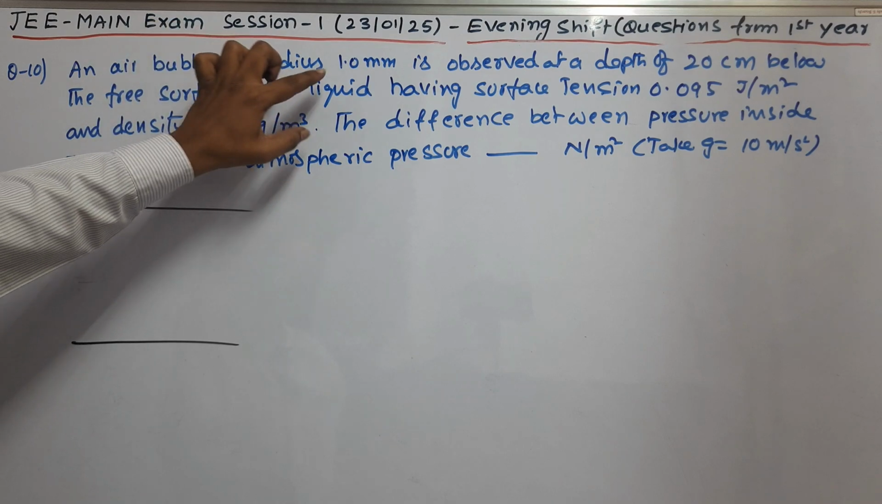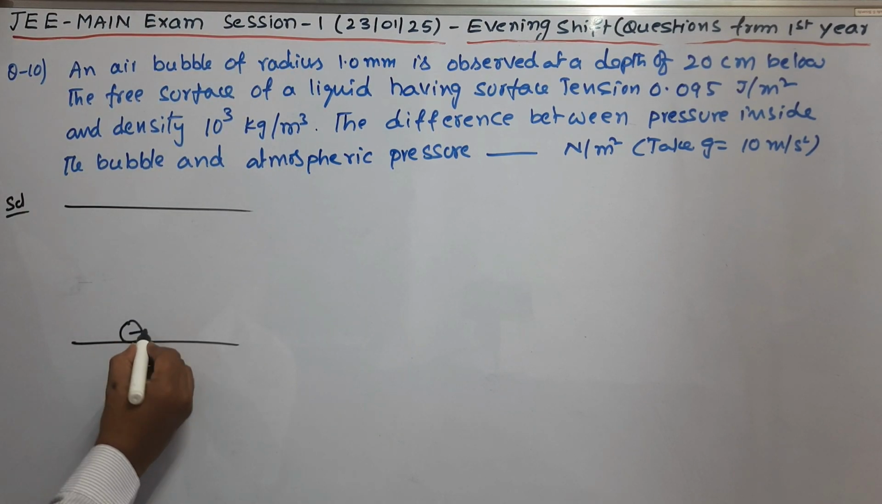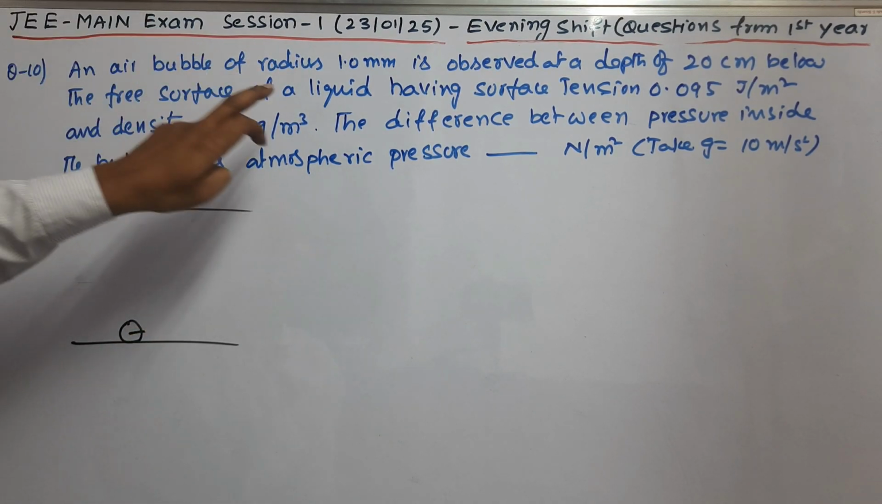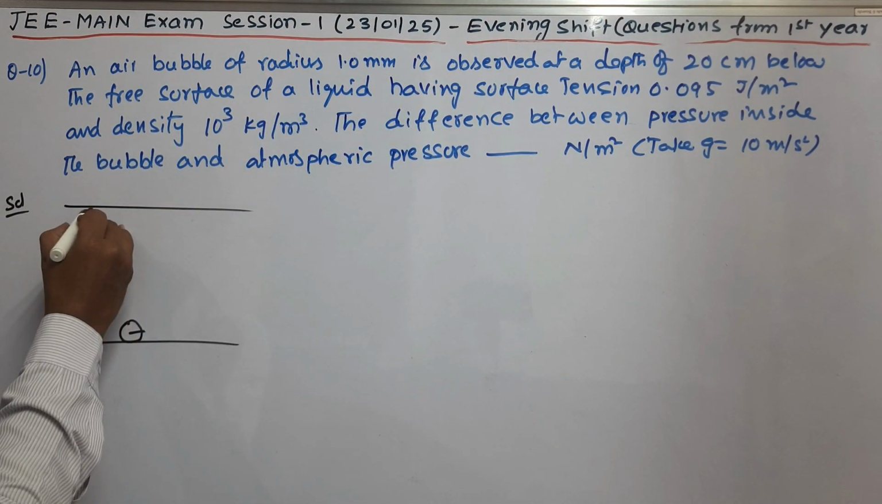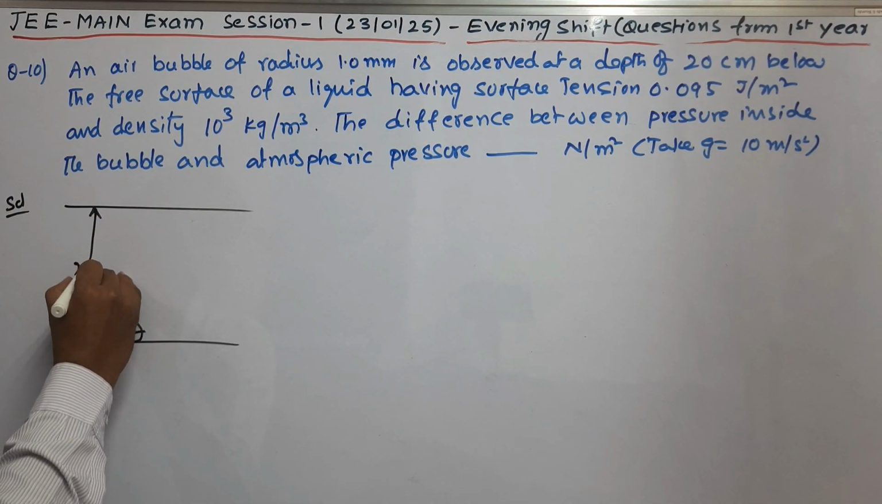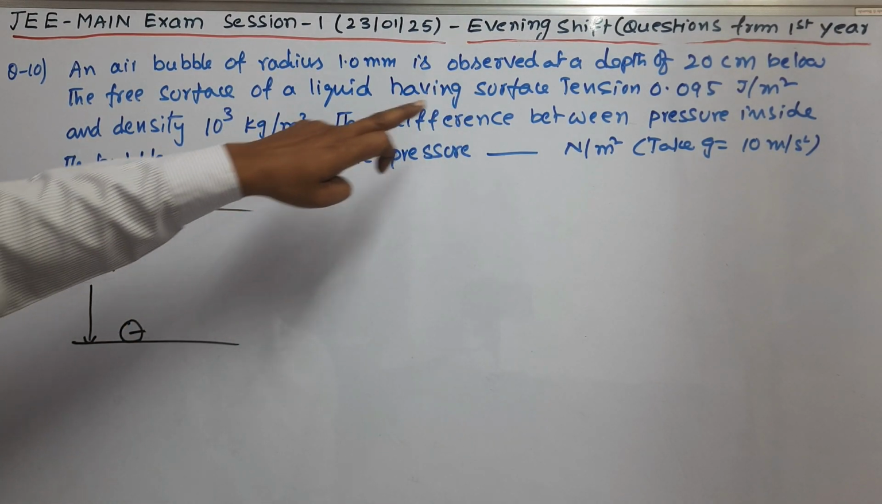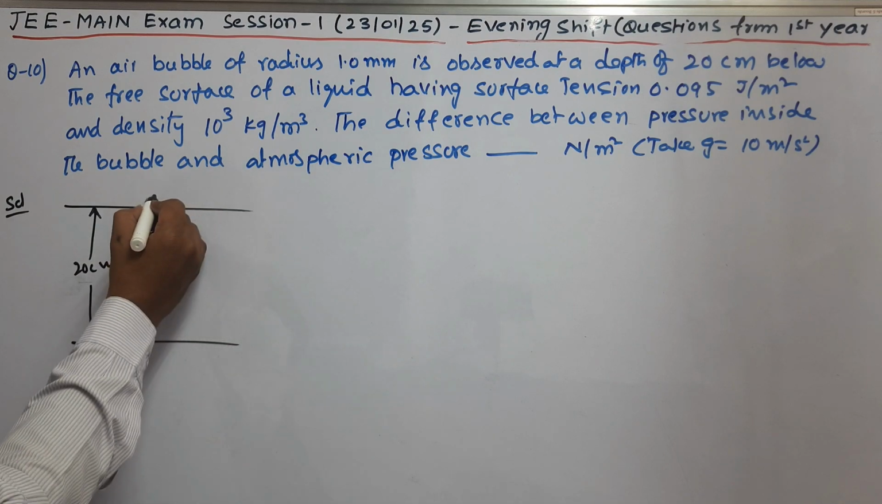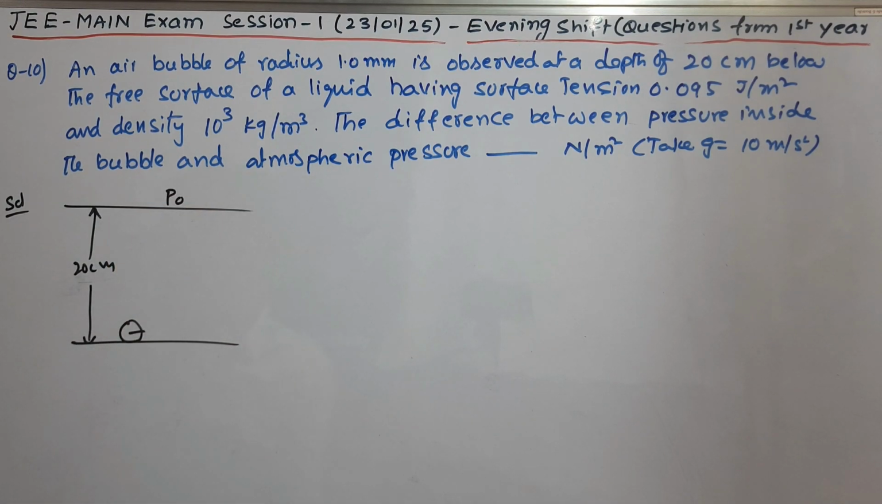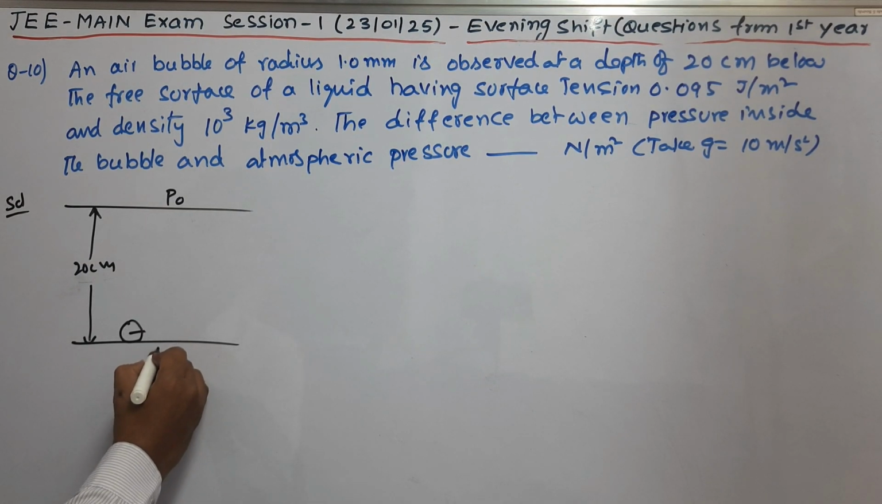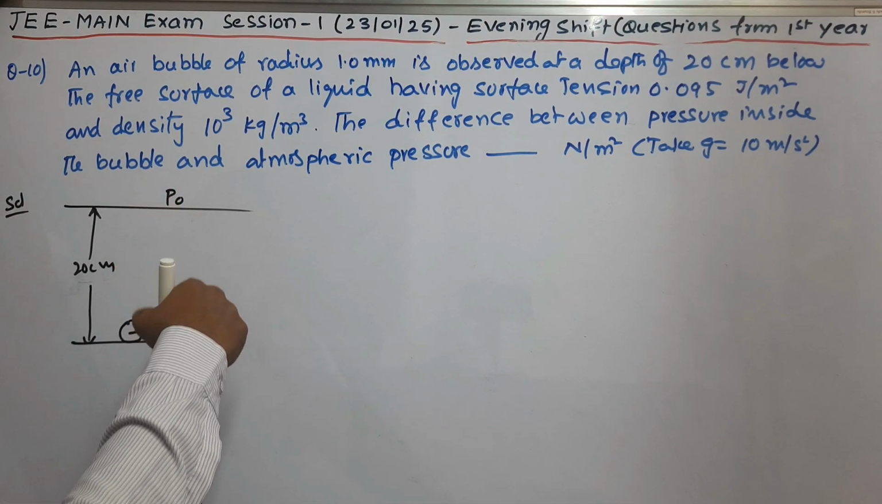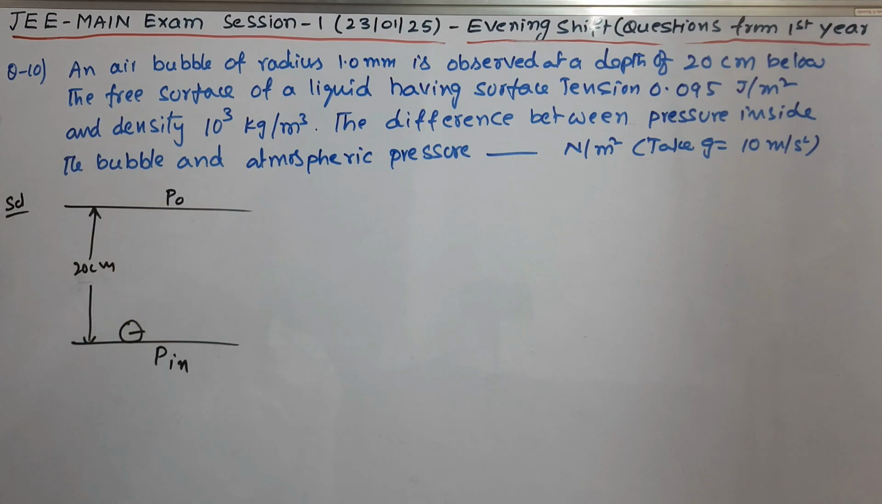This is an air bubble of some radius, observed at a depth of 20 centimeter from the surface of the liquid having some surface tension. You know the pressure at the open surface is P naught, but at depth the pressure inside is P in. He is asking what is the difference in pressure between inside and outside.